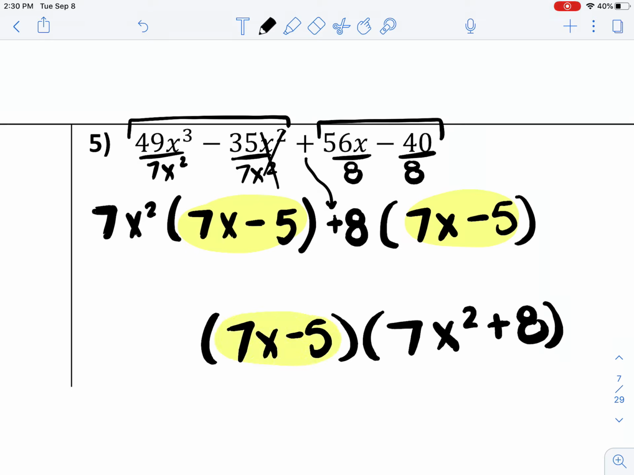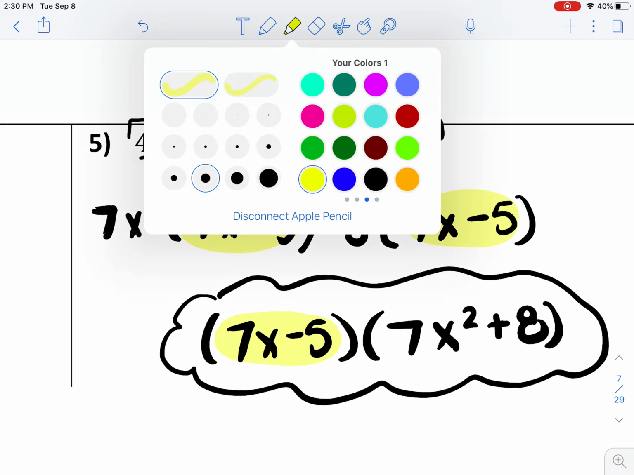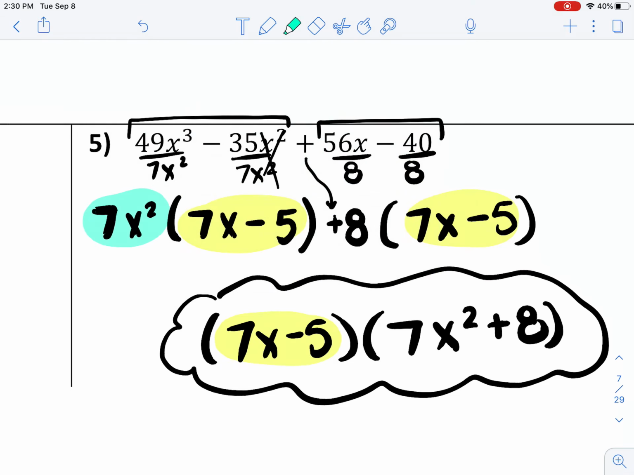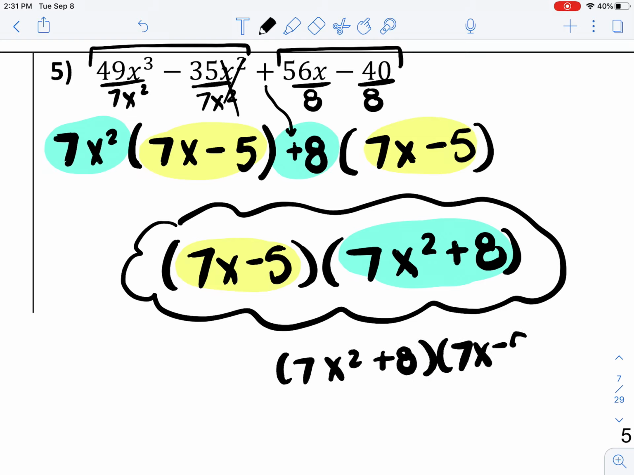So you only write what matches one time. You pull it out. So I just write it once, and then my leftovers get put into the other part of my answer. If you did it the other way around, so if you said 7x squared plus 8 times 7x minus 5, that's the same thing. So those are both acceptable answers.